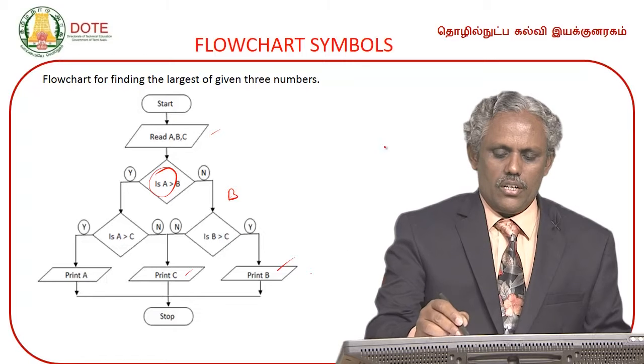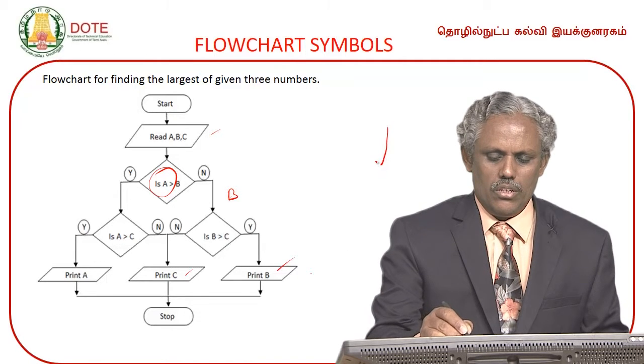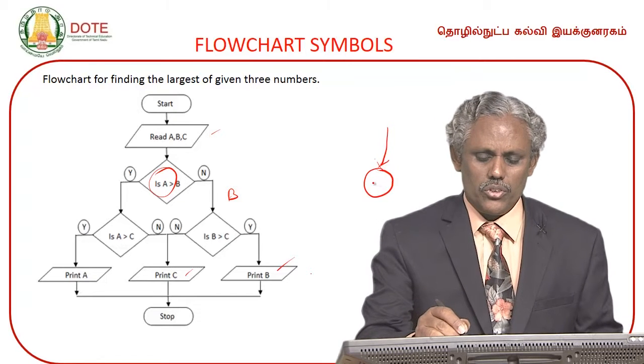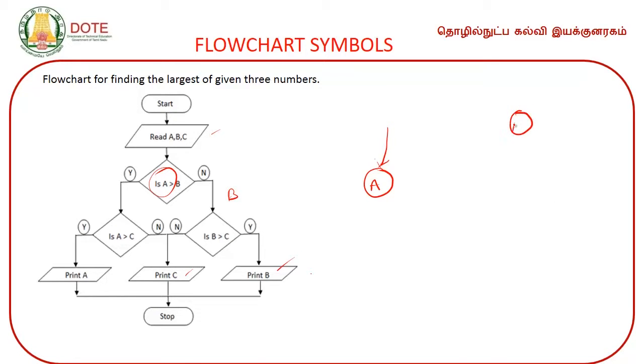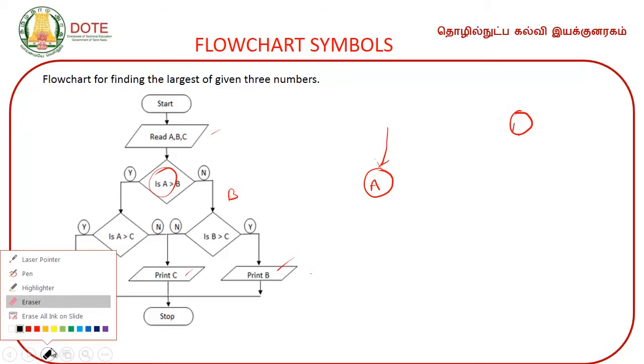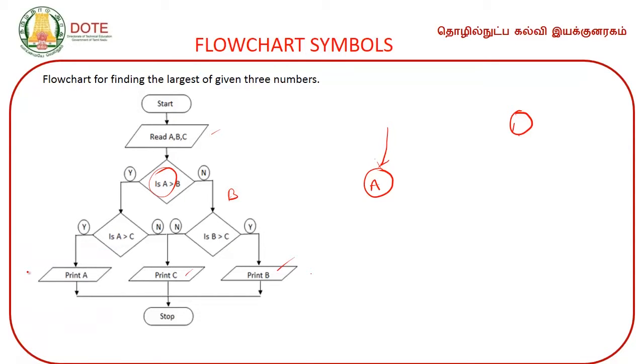So, another one is the connector symbol, which is used when a flow continues to another page or another part of the flow chart. We continue with the connector symbol. So, after this it will continue from here. The circle is a connector symbol. In this way we can extend our flow charts to many pages.